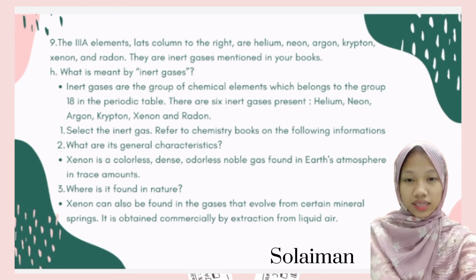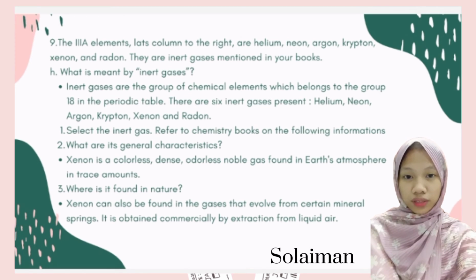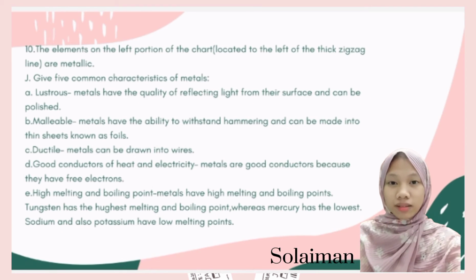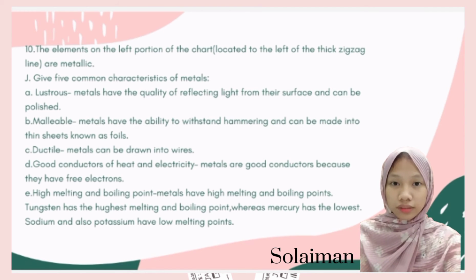Xenon is a colorless, dense, odorless noble gas found in Earth's atmosphere in trace amounts. So where is it found in nature? Xenon can also be found in the gases that evolve from certain mineral springs. It is obtained commercially by extraction from liquefied air. Number 10. The elements on the left portion of the chart, located to the left of the zigzag line, are metallic. So give 5 common characteristics of metals.